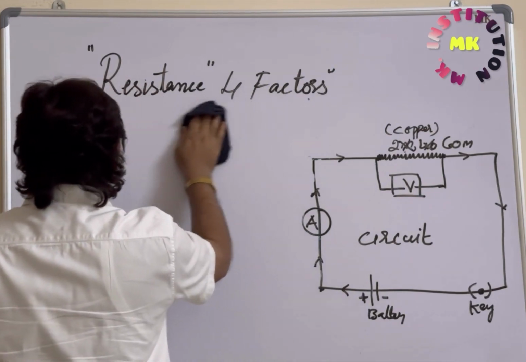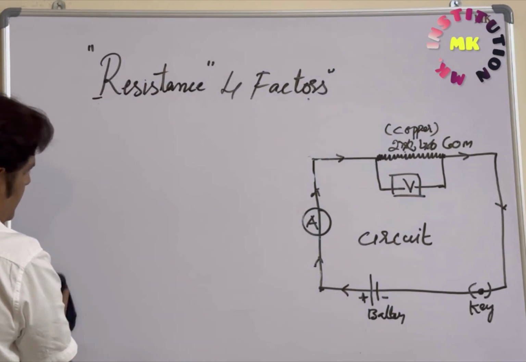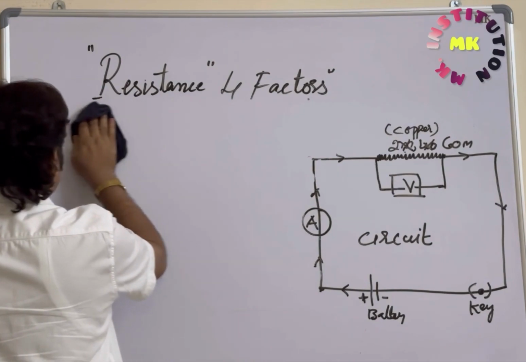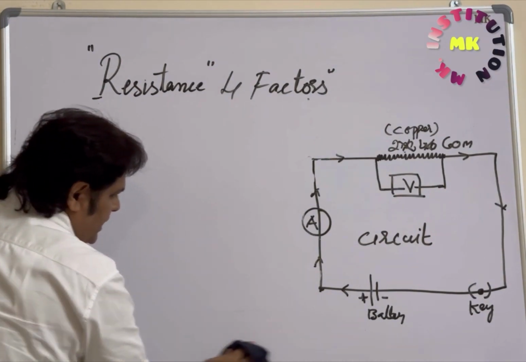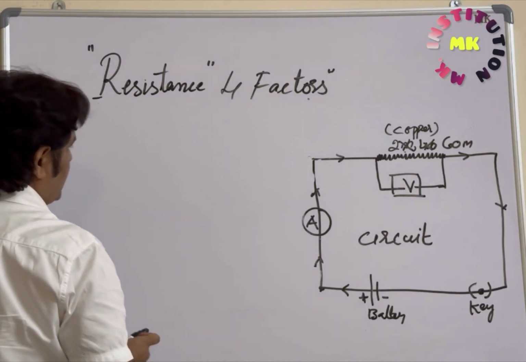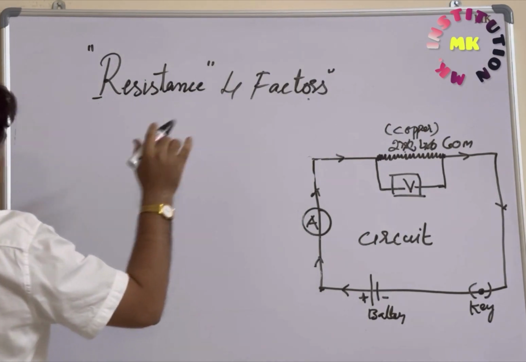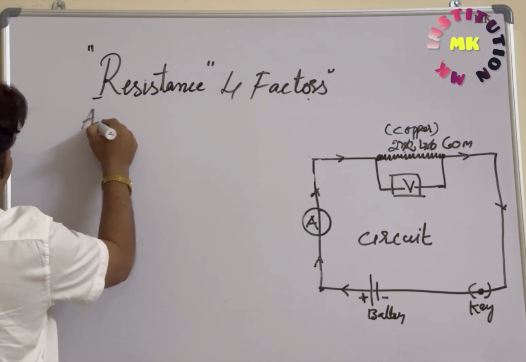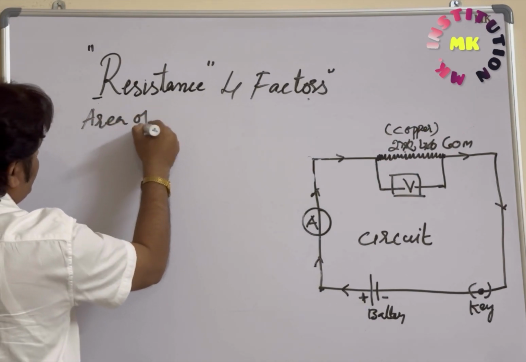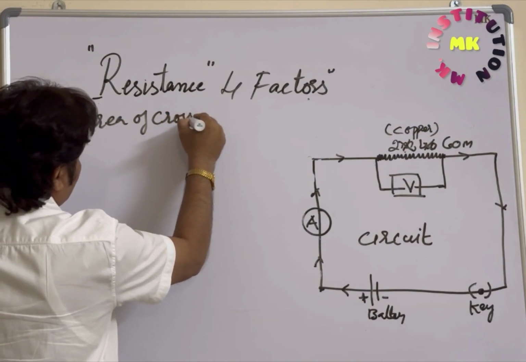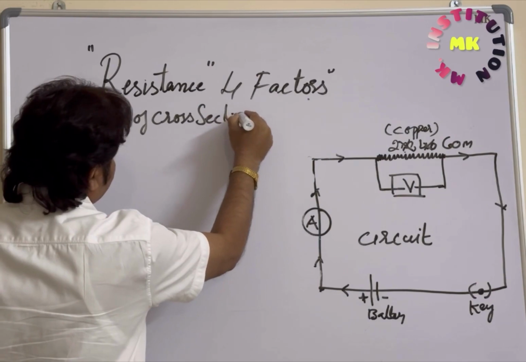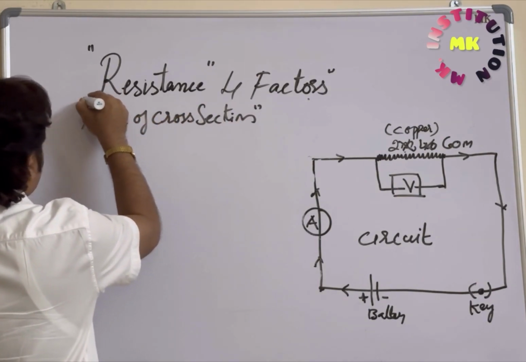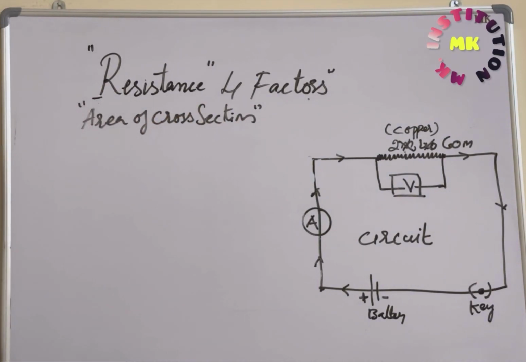What is the next one? The last factor here. Three factors we have already completed. Now, what is the last factor? Area of cross section. Okay. Area of cross section of the wire.